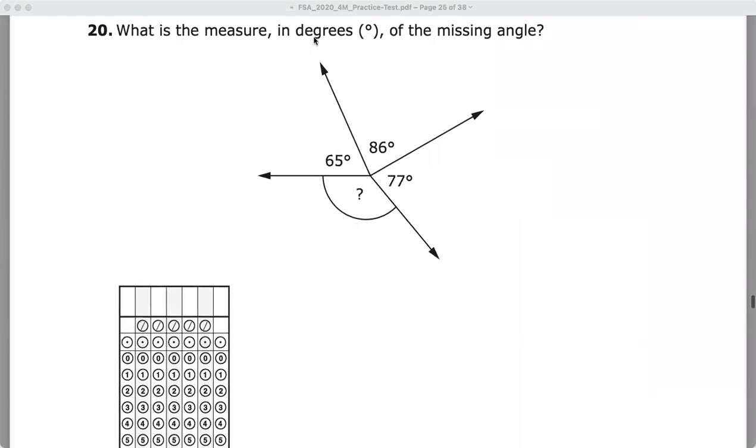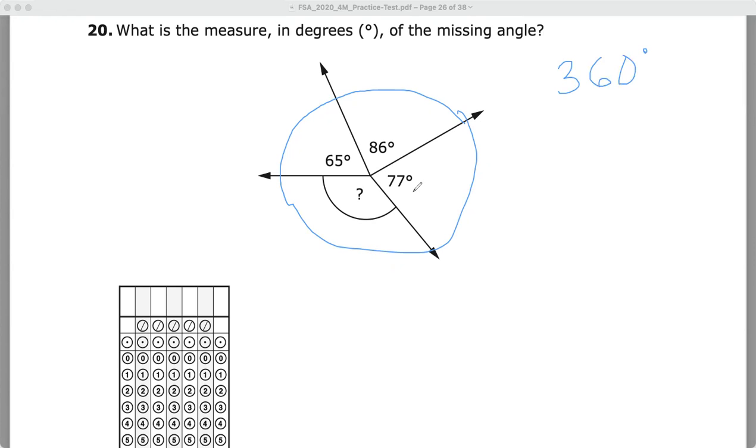Okay, what is the measure in degrees of the missing angle? So in order to solve this, you would need to know how many degrees are in a circle. So if we were looking at this like it's a circle, like all the way around, you would have to know that a circle has 360 degrees. A straight line has 180 degrees, but none of these quite equal a straight line. So how would you approach this problem?